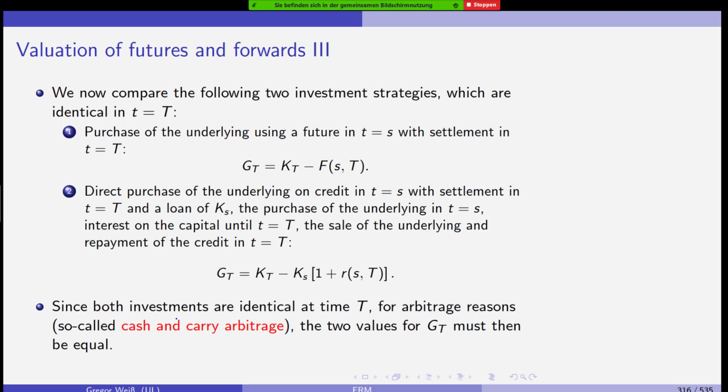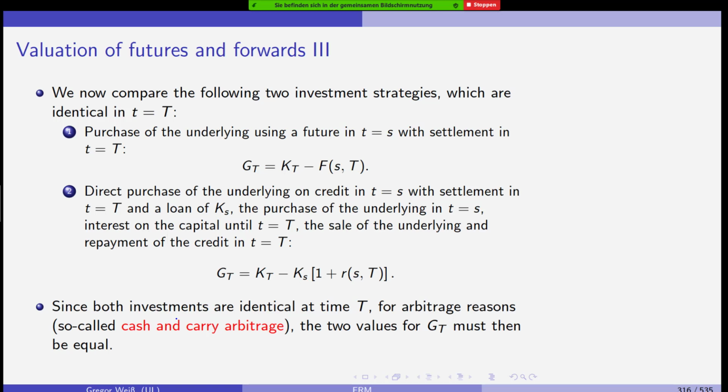Let's now compare the two following strategies. The first one is we buy the underlying using a future or a forward contract, and we get at settlement the profit or loss spot price minus forward price, spot price minus future price. The second strategy is we buy the underlying directly using a loan, same settlement, and we take up a loan of K_s, which is the current spot price, and we need to take up a loan of K_s to have enough capital to buy 1 unit of the underlying.